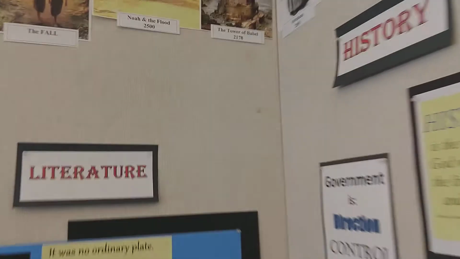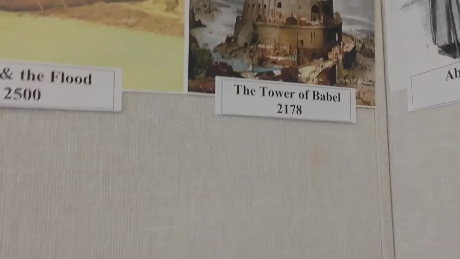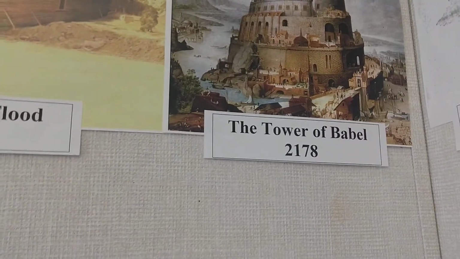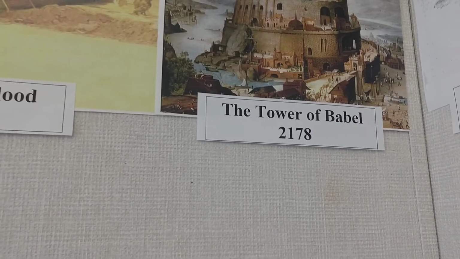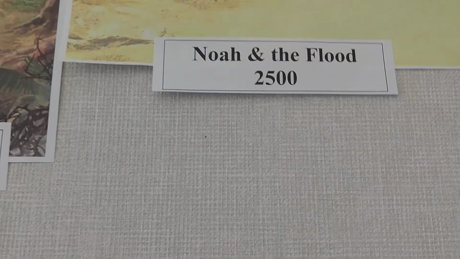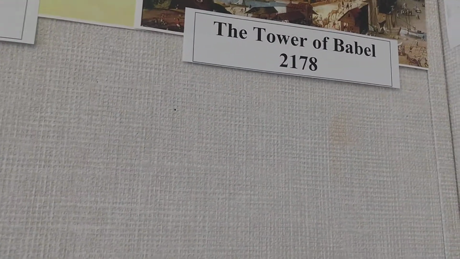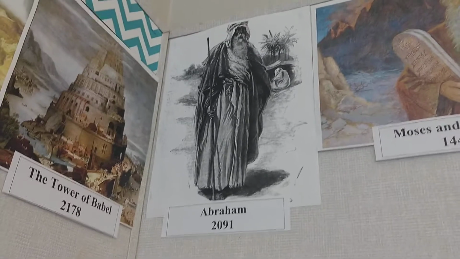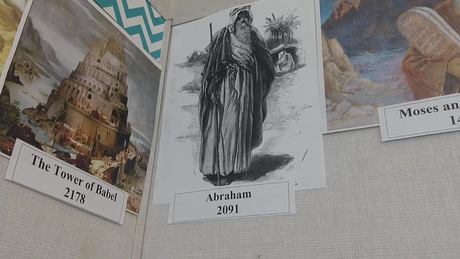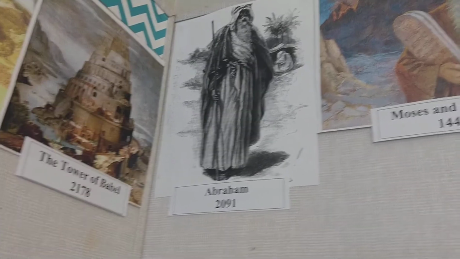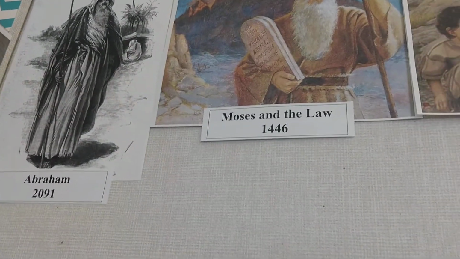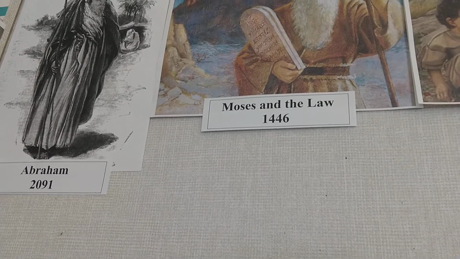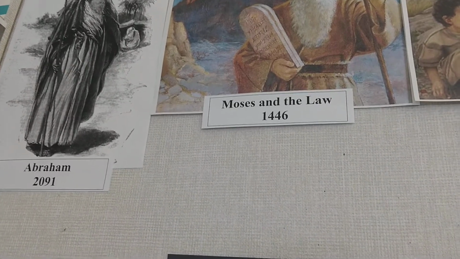And the date for that? 2178 BC. BC means before Christ. So as we're getting closer to Jesus, the numbers are going down. So you see here is 2500. Now it's only 2100. The next thing on our timeline is Abraham, and he is in 2091 BC. And then Moses in 1446 BC.